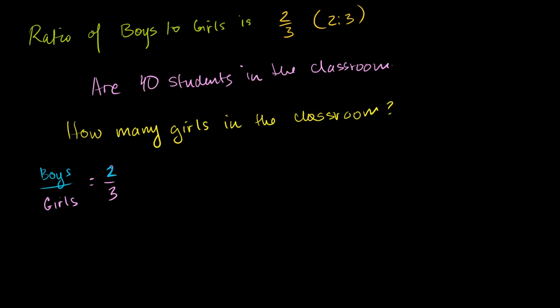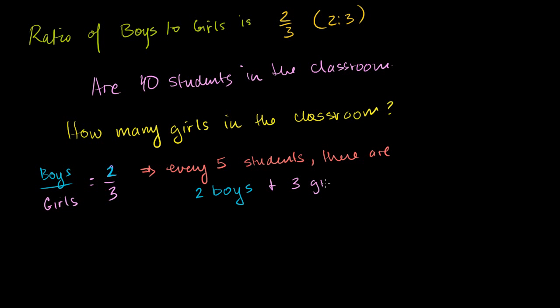But what does it also say? It also says for every 5 students, there are 2 boys and 3 girls. Now, why is this statement helpful?